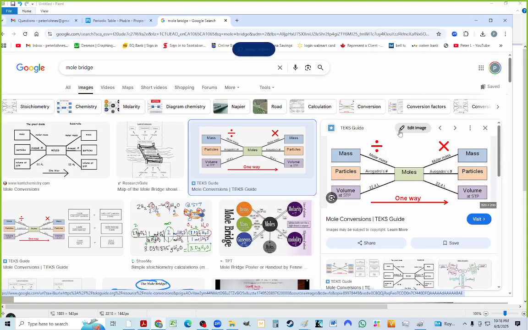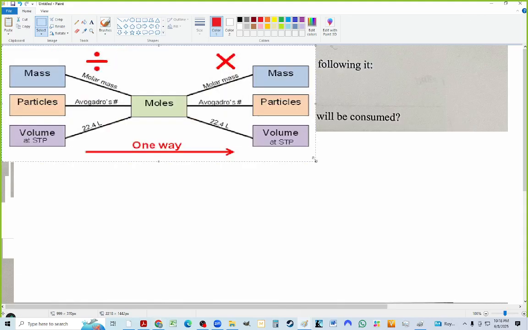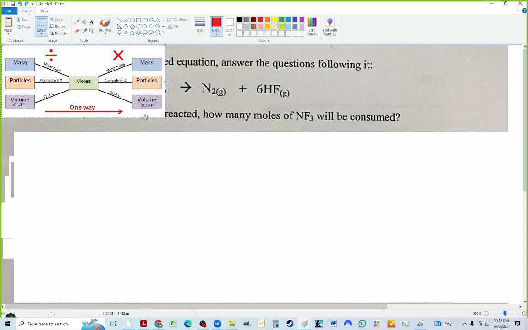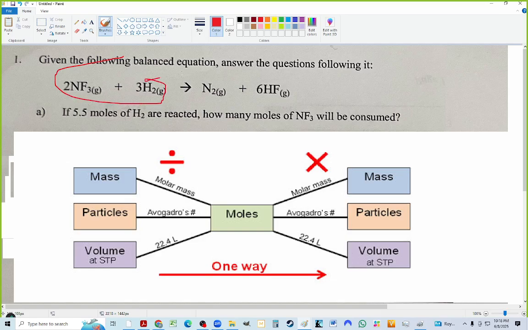I'm just going to copy the image, bring it over here. Notice that sometimes it's got moles in the middle, which is what we're working with. But it looks like sometimes we take mass, divide by molar mass to get moles, and then we've got to do other stuff to get to mass. Looks like there's going to be more methods than just working with moles. This shows you the general methods to get from one side of an equation to the other through moles, because we have to use moles to get from one side of the equation to the other.